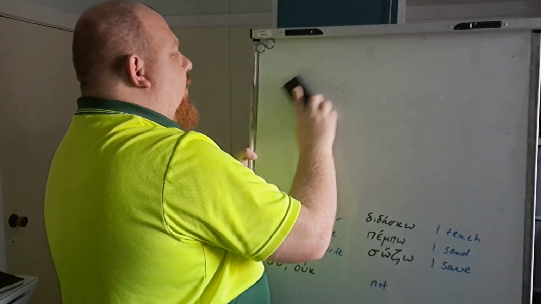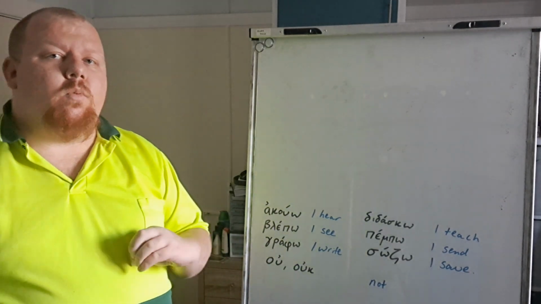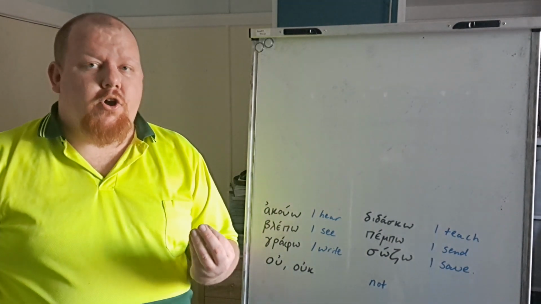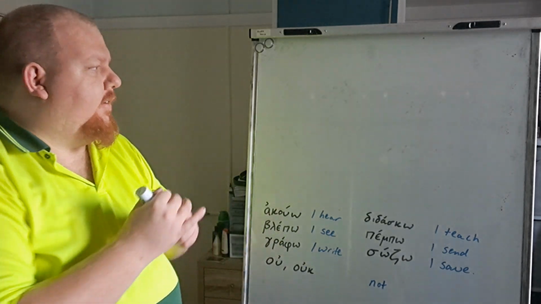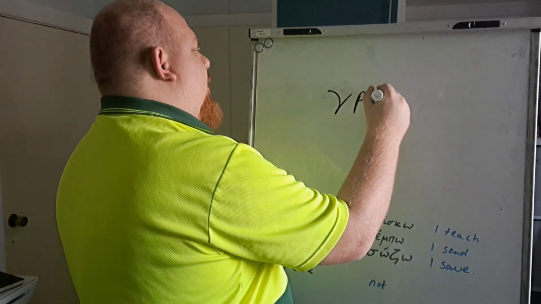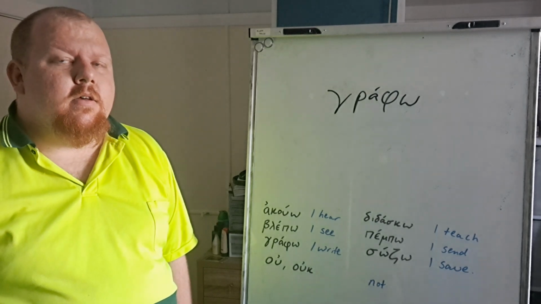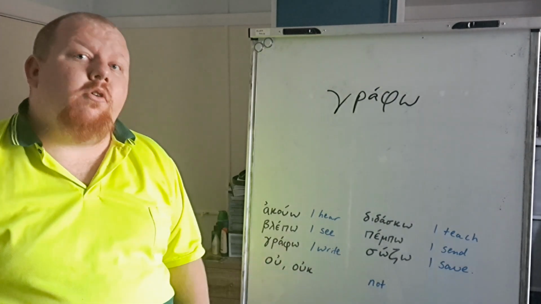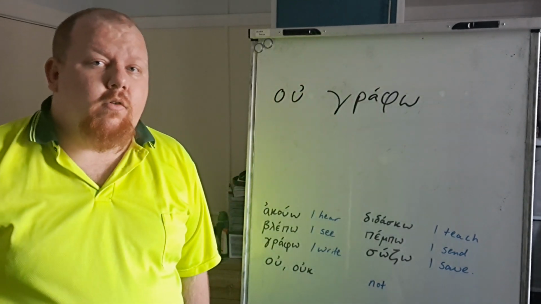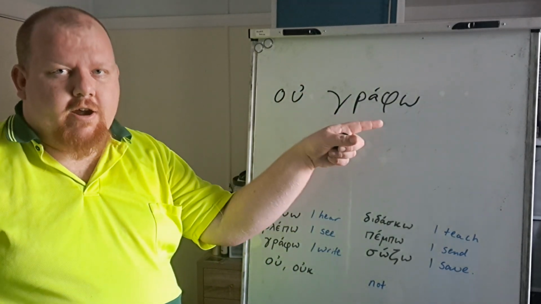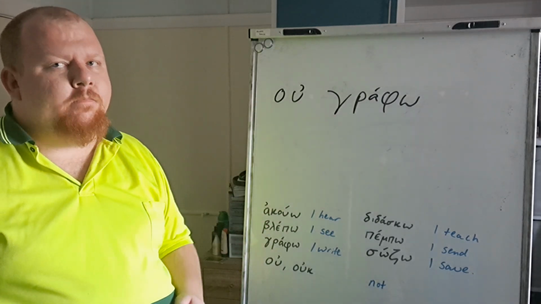Okay. Now, I've given you the word not here. So this turns a word or a verb into a negative. So if you want to say, I write, you say, γράφω. I write. But if you want to say, I don't write, then you say, ου γράφω. Not I write. I do not write.